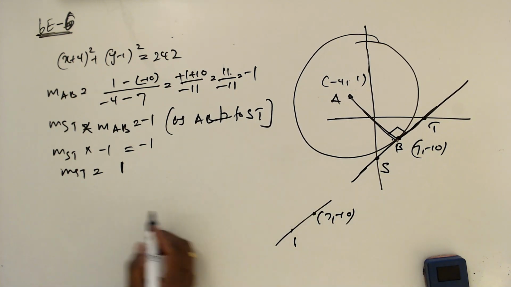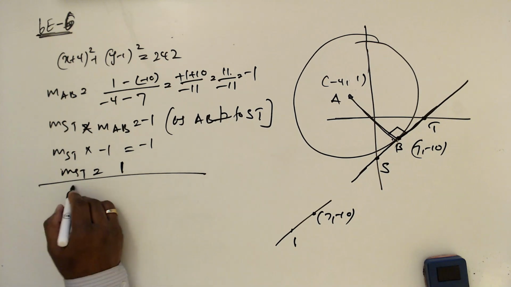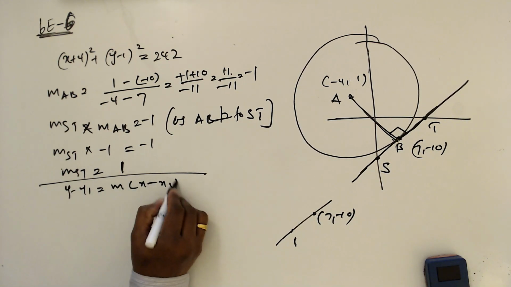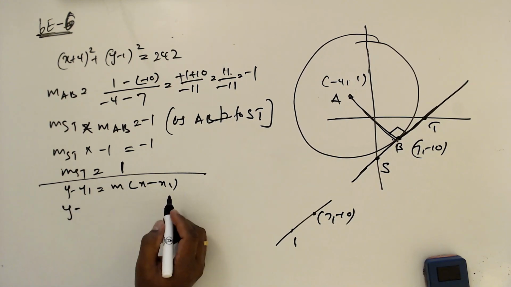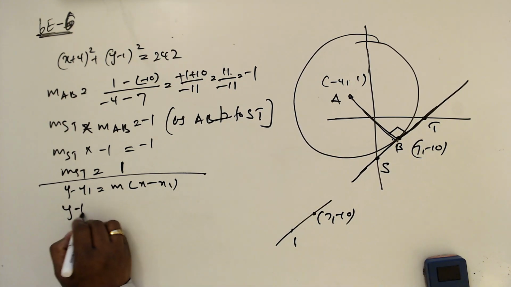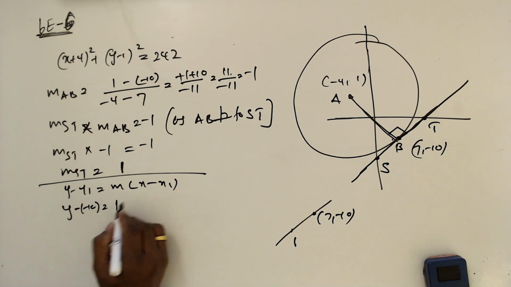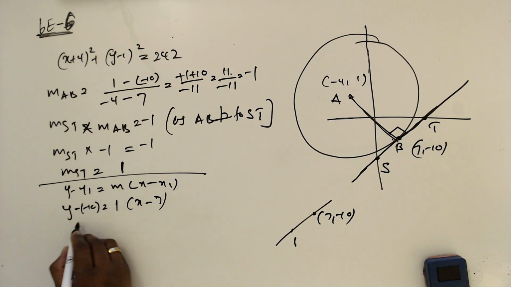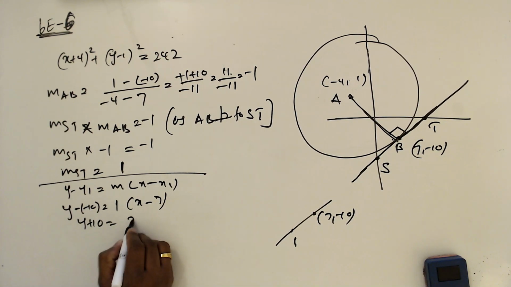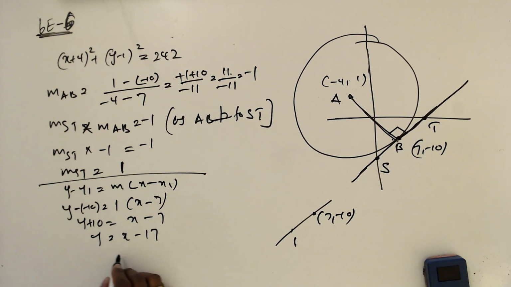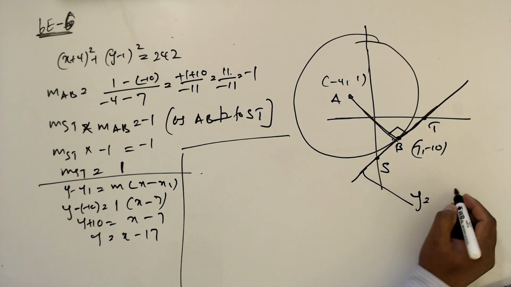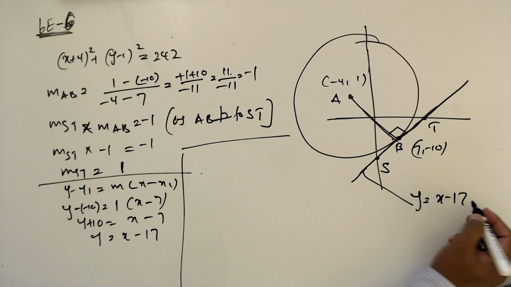Then I can write the equation. So y minus y1 equals m times (x minus x1). Y minus y1 means y plus 10, m is 1 and x minus 7. So y plus 10 equals x minus 7, y equals x minus 17. Now this is the equation of the line: y equals x minus 17.